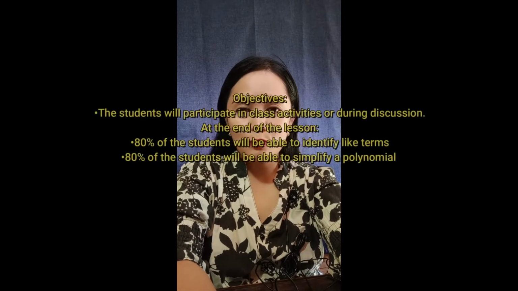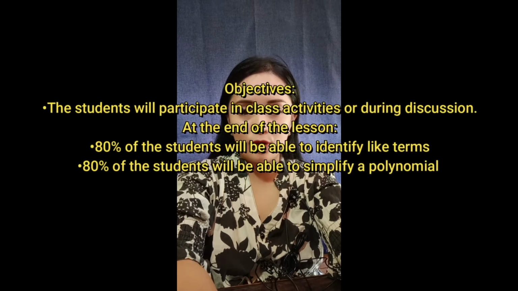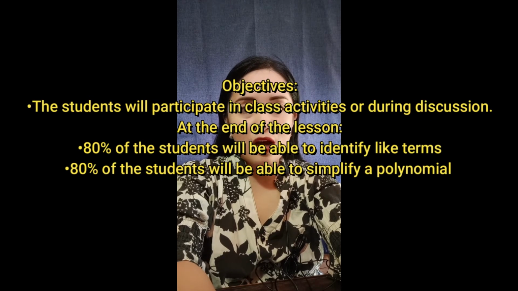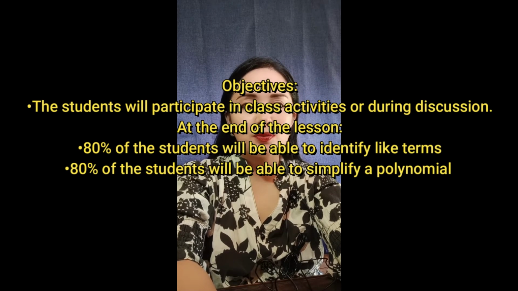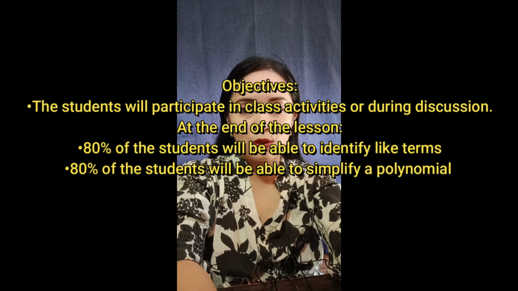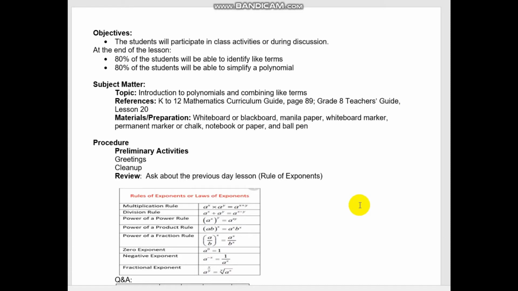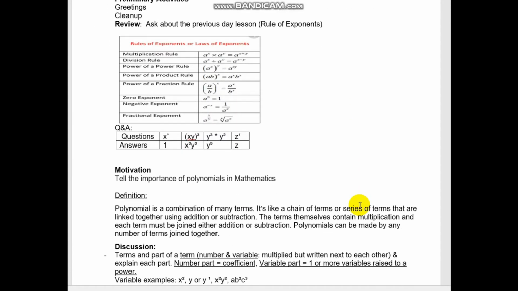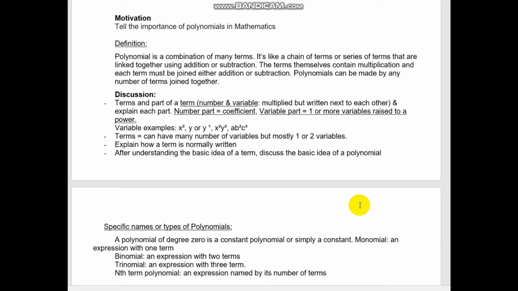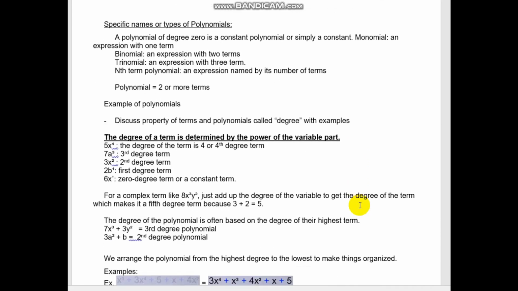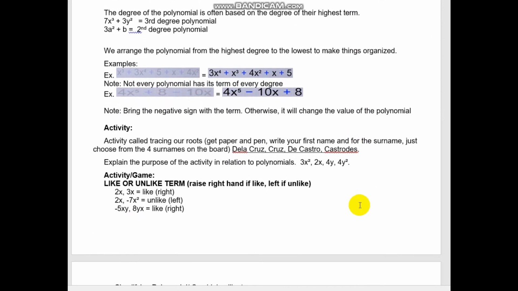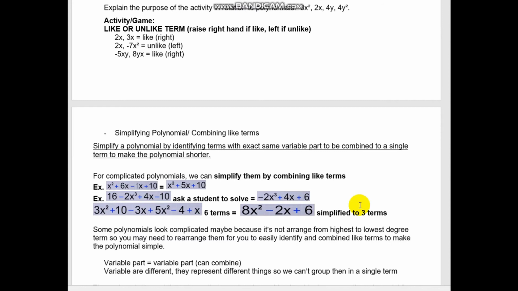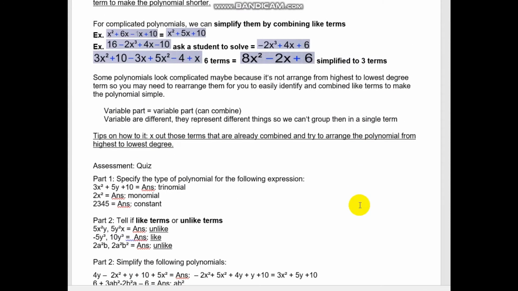As per my lesson plan, the objectives are the students will participate in class activities or during discussion, and at the end of the lesson, 80% of the students will be able to identify like terms, and 80% of the students will be able to simplify a polynomial. So we have first preparation, and then review, and there's motivation, and then the lesson proper with activities, and then for the assessment we have a quiz, and then the last part would be assignment.